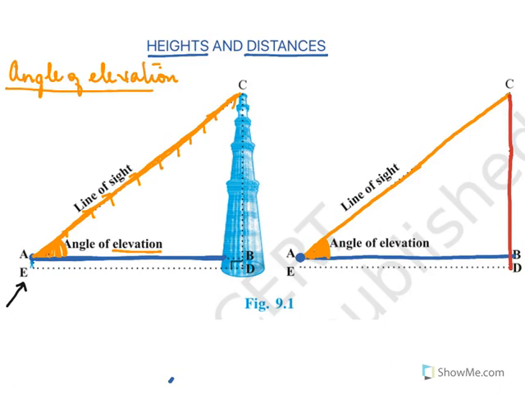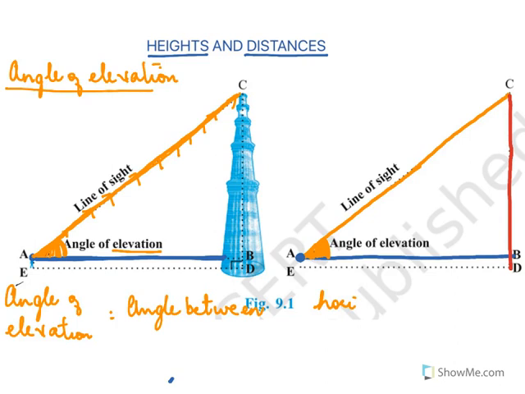So the angle of elevation is the angle between the horizontal and the line of sight at the point of observation. So it's the angle between two things, the angle between the horizontal and the line of sight. You need to draw the line of sight and the horizontal, and the angle between them is called the angle of elevation. Now this is to be drawn at the point of observation.